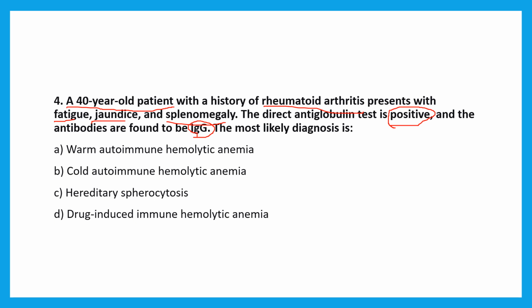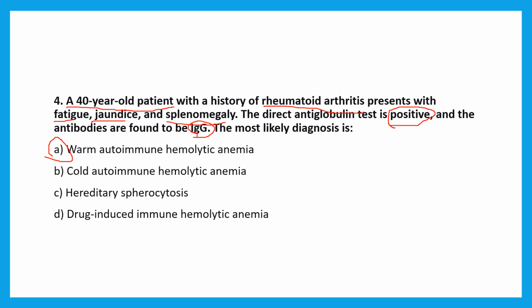Okay, look at this. Option A says warm autoimmune hemolytic anemia, then B says cold autoimmune hemolytic anemia. How do we eliminate B? We remove B because we are talking about autoantibodies that are of immunoglobulin G in nature on the surface of RBCs, which is a diagnostic feature for warm autoimmune hemolytic anemia. And therefore, warm autoimmune hemolytic anemia qualifies to be the correct answer. This is actually the fourth question. We go to the fifth question.